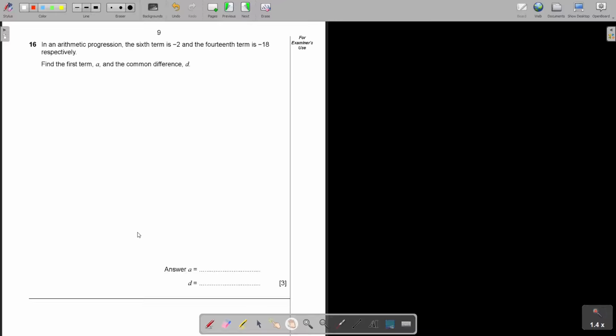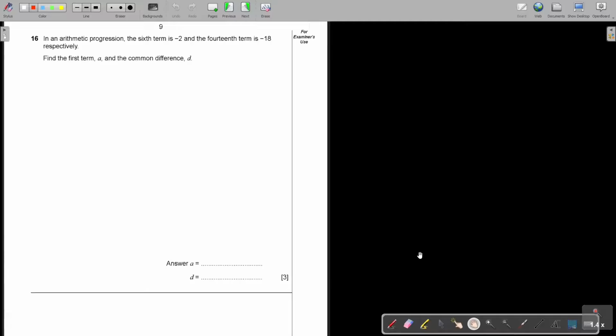Mathematics Ordinary Level, Paper 2, 2024, Part 3. Question number 16. In an arithmetic progression, the 6th term is -2 and the 14th term is -18 respectively. Find the first term A and the common difference D.